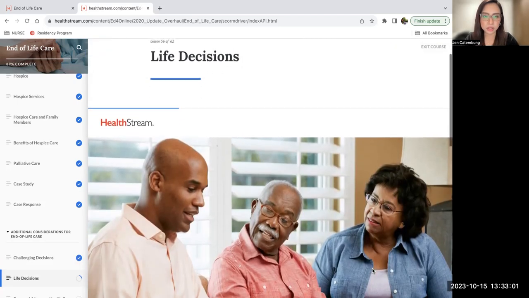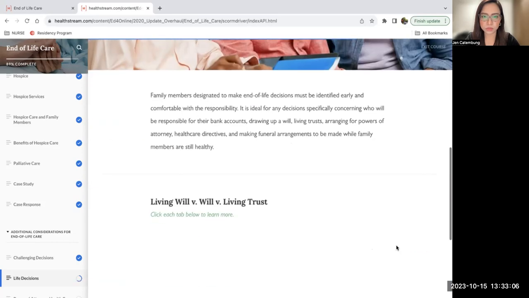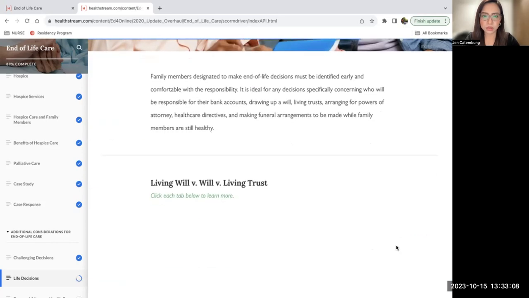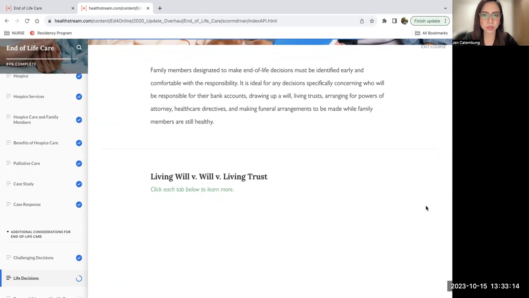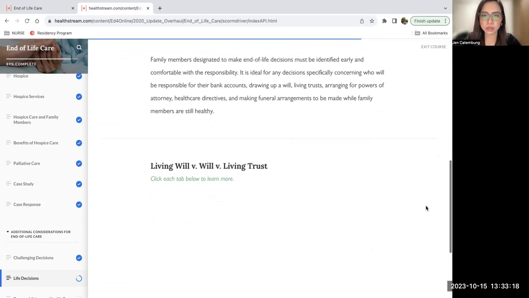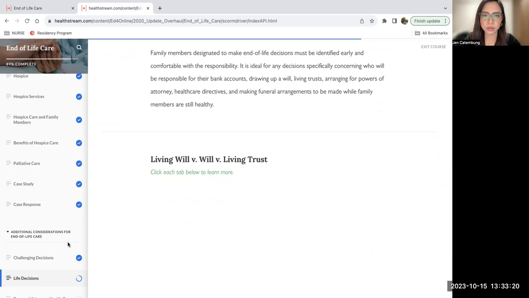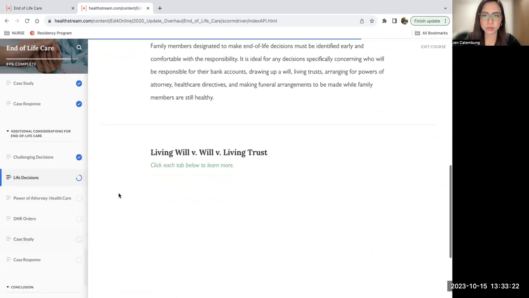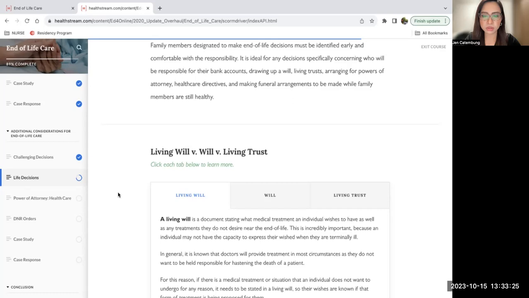Life decisions. Family members designated to make end of life decisions must be identified early and comfortable with the responsibility. It is ideal for any decisions specifically concerning who will be responsible for their bank accounts, drawing up a will, living trusts, arranging for powers of attorney, healthcare directives, and making funeral arrangements to be made while family members are still healthy.